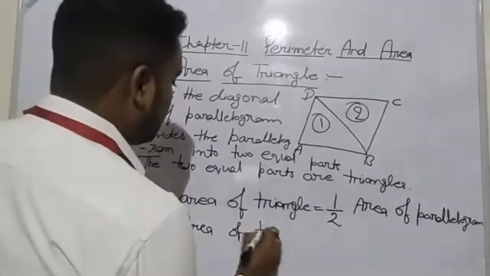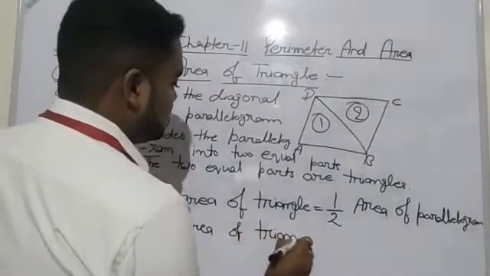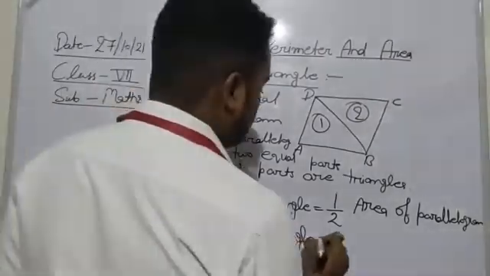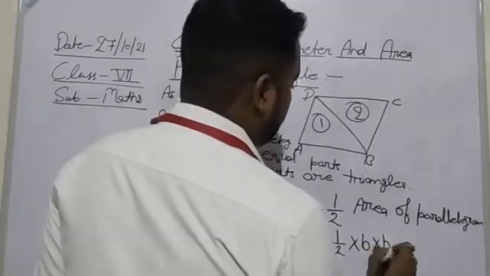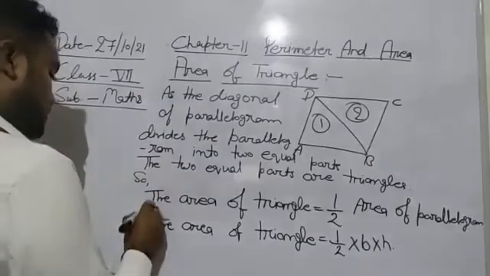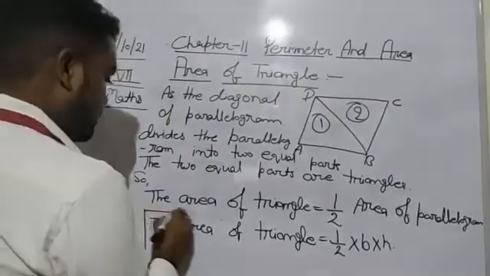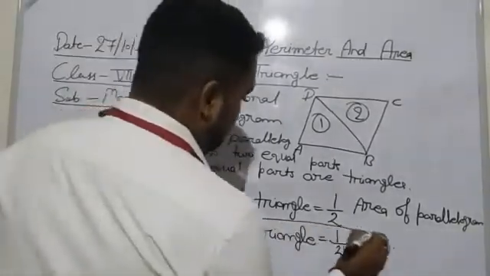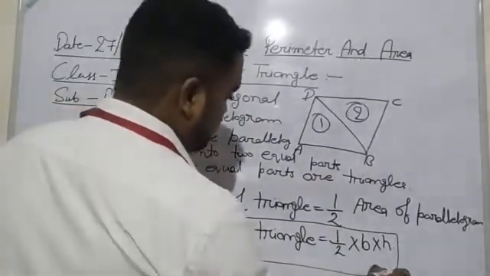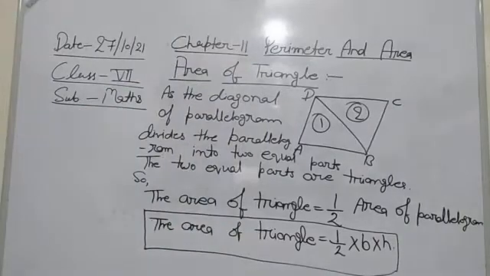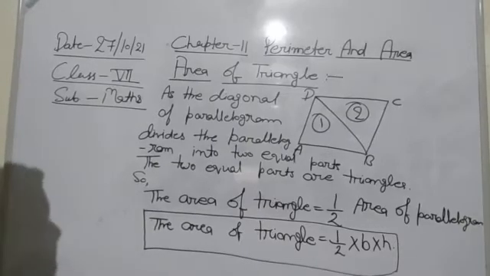And we studied in the last class the area of parallelogram, that is base into height. So what is the formula for area of triangle? Formula for area of triangle is 1/2 base into height. Okay, now note it down.